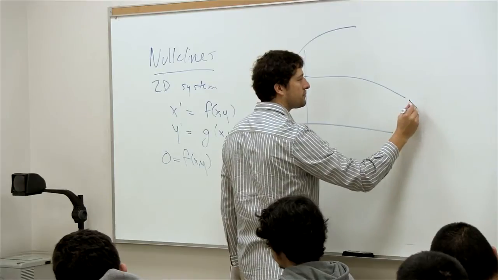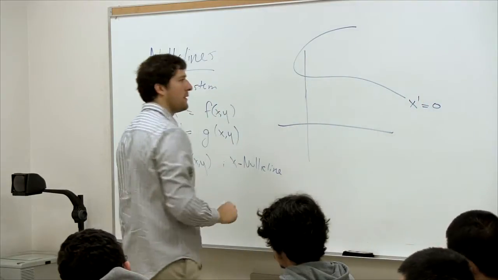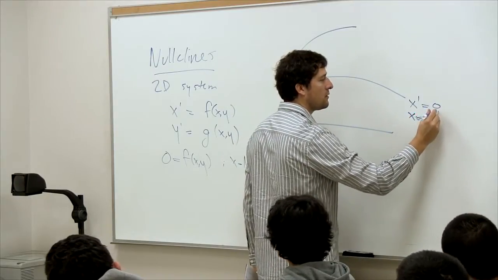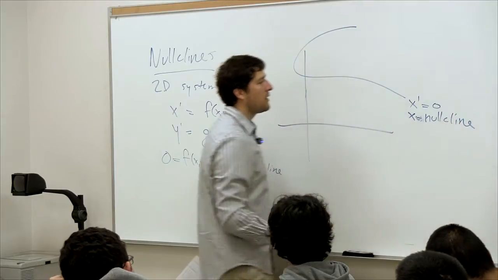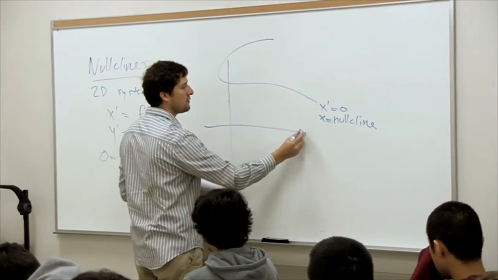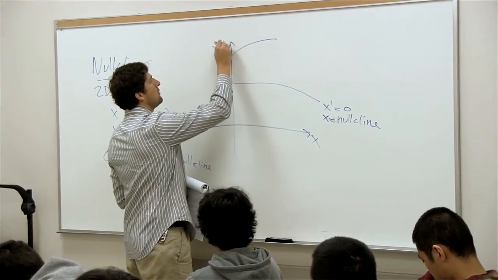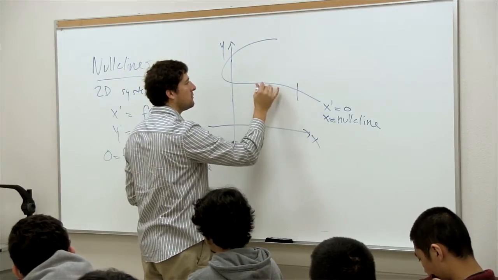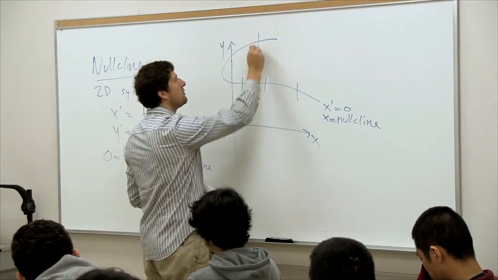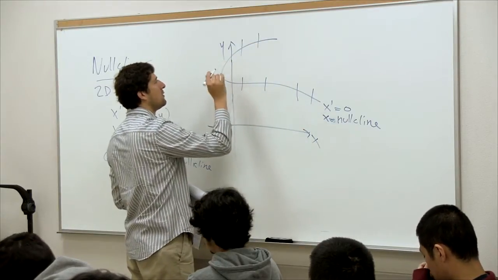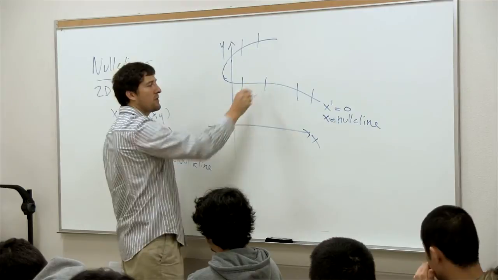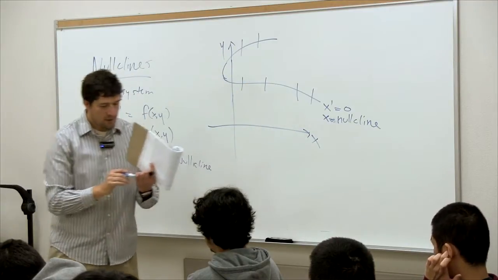This is x prime equals 0, aka the x null line. At all those points, because the population x is not growing, the vector field is vertical. In other words, the population is either going up or directly down. Now we don't know if it's going up or down, but we'll figure it out in a moment.